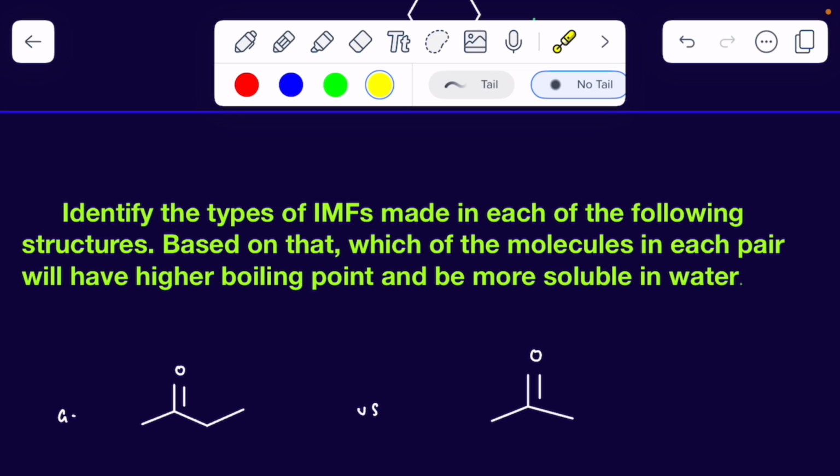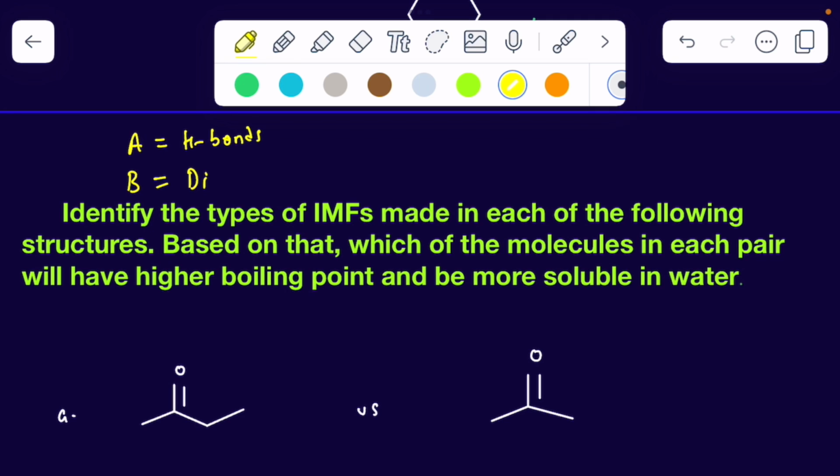Your boiling point and solubility have to do with what type of intermolecular forces can be made in those particular compounds. I'm not going to write out the intermolecular forces in full because that's going to be time consuming, but I will write them down using acronyms. If something is making hydrogen bonds, I'll write A. A stands for hydrogen bonds, B stands for a dipole interaction, and C is going to be dispersion.